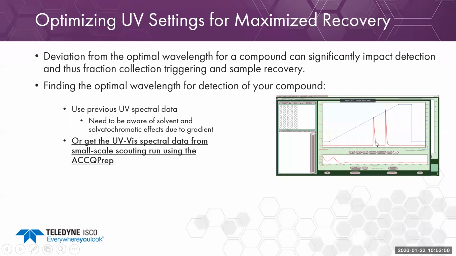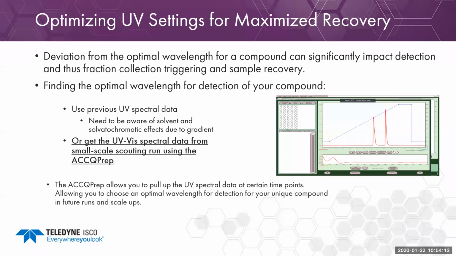And so if you're doing future runs, maybe we're detecting at 254, but the optimal wavelength is really 270. So we're really kind of on the edge there, but at 270, we're at the peak. We're going to increase our detector sensitivity by monitoring at 270 instead. So this is a way you can improve your detection ability for your compounds and get better separation.